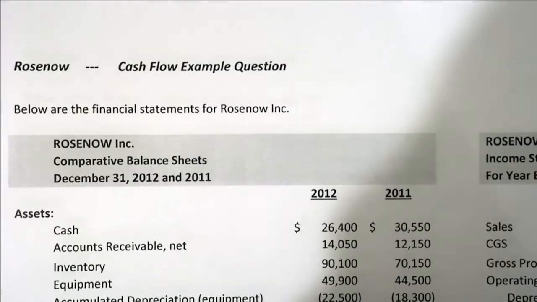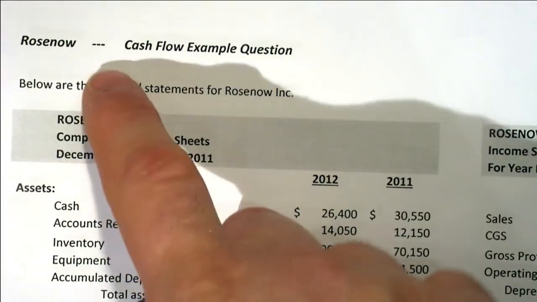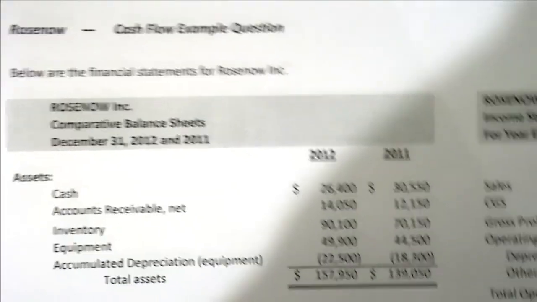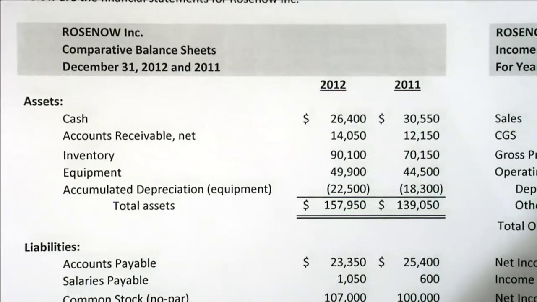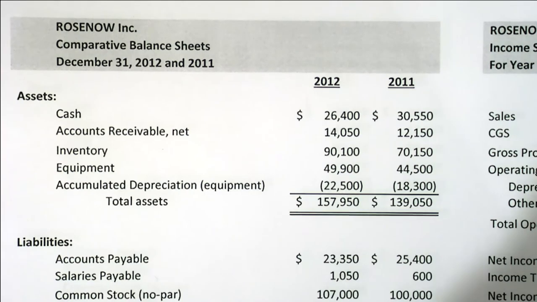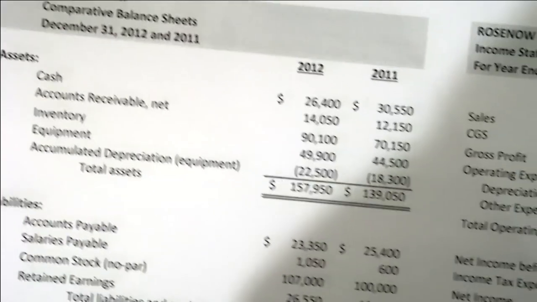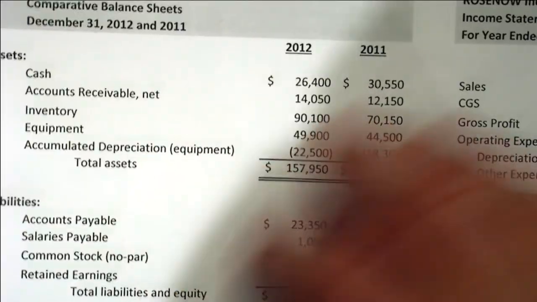One of them is called the Rosenau Corporation. And this is a pretty simple one. This is probably a simpler one than any of them that you've done. Okay. But I want you to do that one.